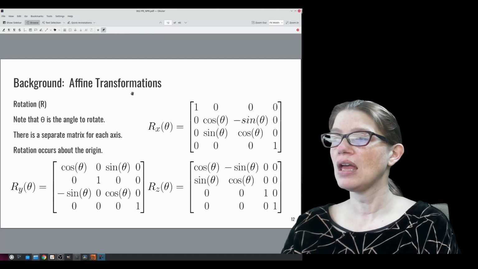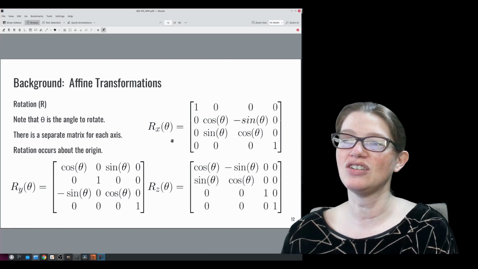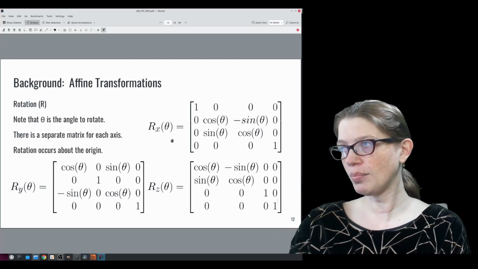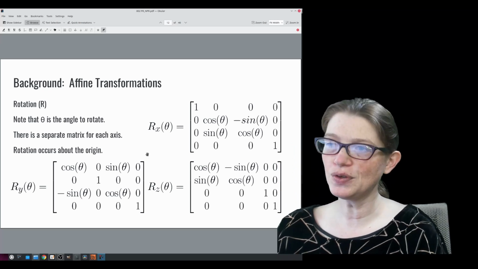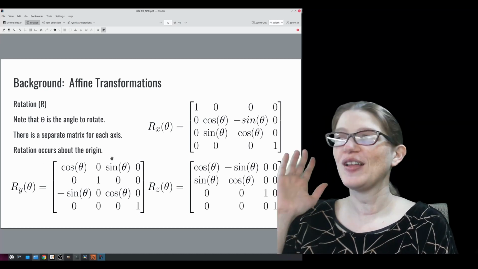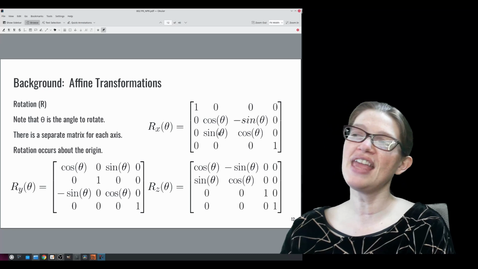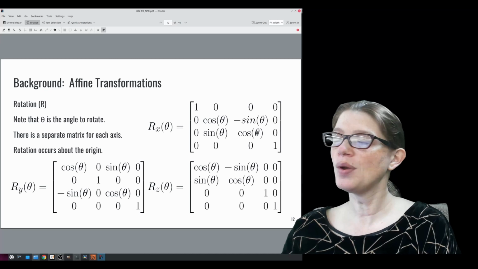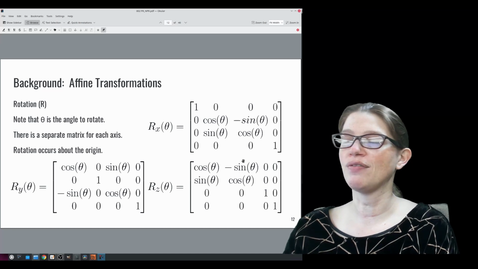All right, so the next one is a big one. It's the rotational matrices. So we usually represent the angle, the number of degrees we want to rotate by, with theta. And there is a different matrix to represent each of the different rotational transforms. So if we want to rotate along the x-axis, this here is the matrix that we would use. And if we want to rotate along the y-axis, this is the matrix we would use. And then this is the one for the z-axis.